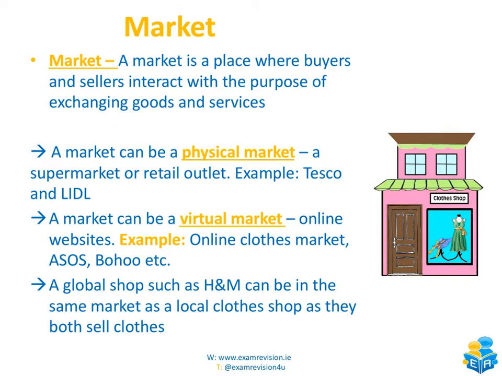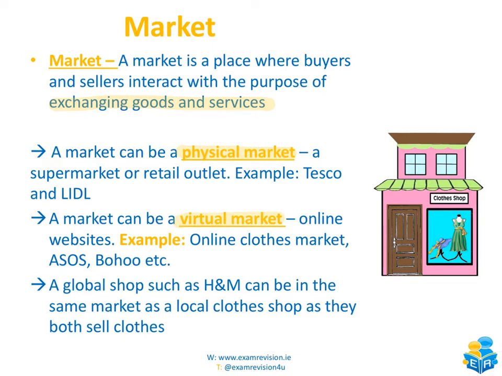So to begin, a market is a place where buyers and sellers interact with the purpose of exchanging goods and services. And a market can be a physical one. It can be a physical market, one which you can walk into. So for example, a supermarket or retail outlets such as Tesco or Lidl. A market can also be a virtual market, and that's where you buy things online.